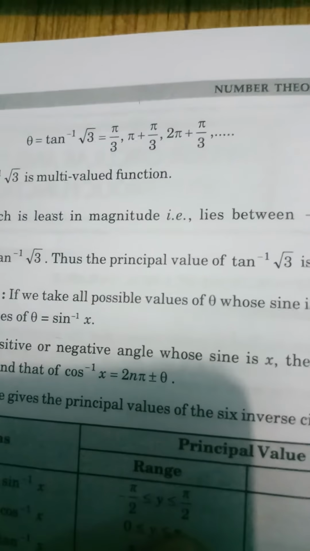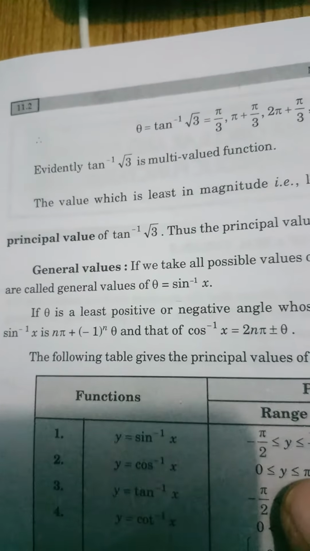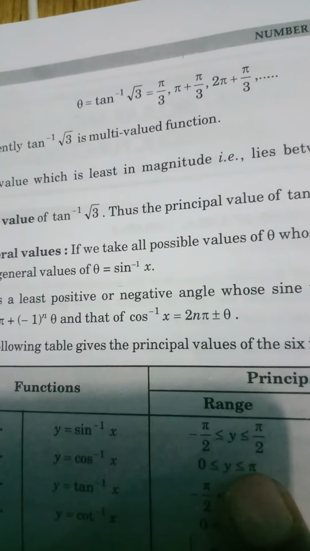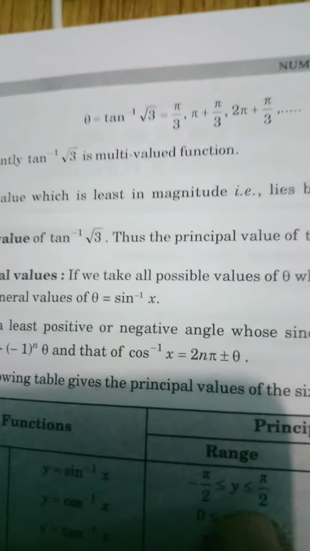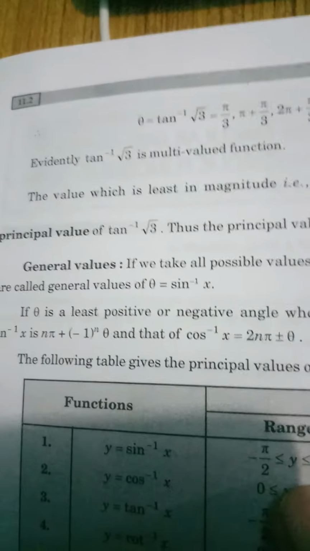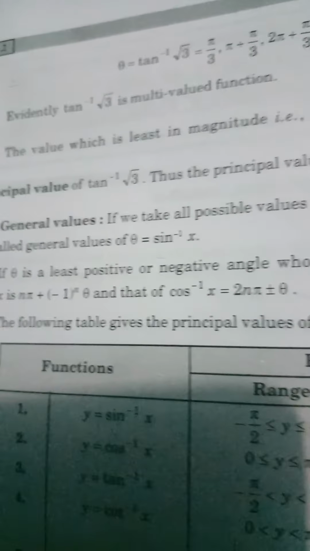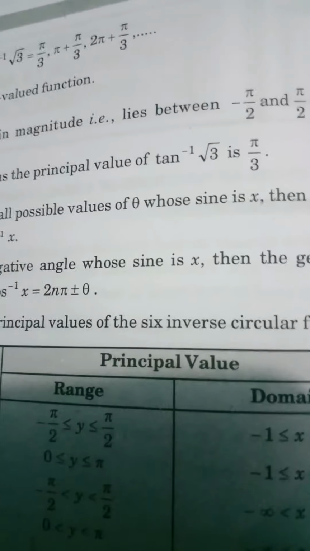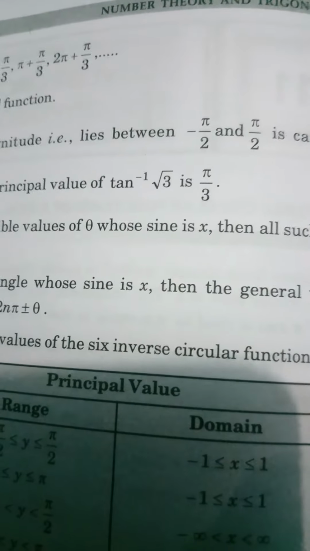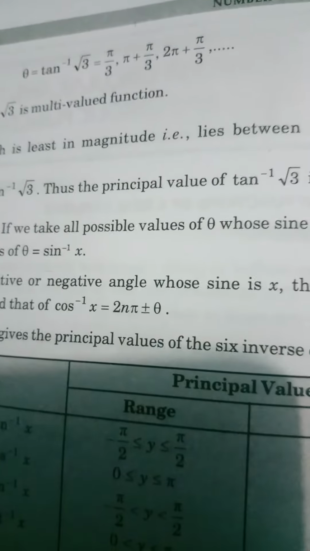Theta equal to tan inverse under root 3 equal to pi by 3, and the values pi plus pi by 3, 2 pi plus pi by 3, and so on. Evidently tan inverse under root 3 is a multi-valued function. The value which is least in magnitude, that is, lies between minus pi by 2 and pi by 2, is called the principal value of tan inverse under root 3. Thus the principal value of tan inverse under root 3 is pi by 3.